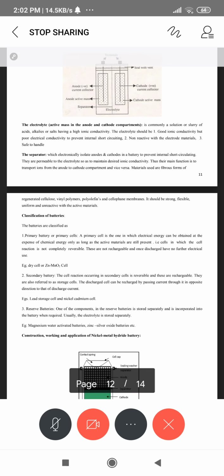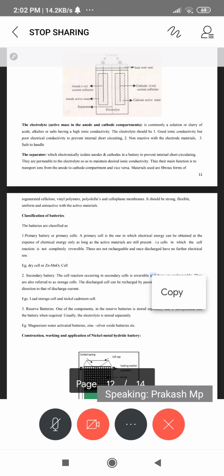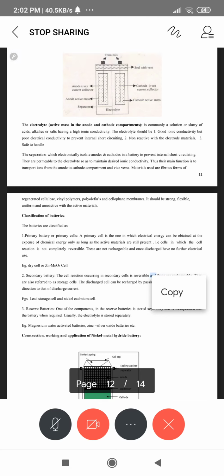So that is modern battery and traditional battery. Of course, there are types of batteries also: primary cell, primary battery; secondary cell, secondary battery; no tertiary cell. So concentration cell is there. These concentration cells are made out of the same metals and the same electrolyte also, but different in the concentration.